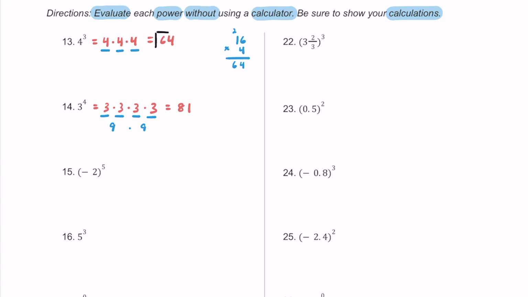And for these ones, I'll box the answers just so it's super clear. There's definitely a lot more work going on in these problems, okay? So again, 3 to the fourth power and 4 to the third power are not the same thing, so please be careful with that, okay?